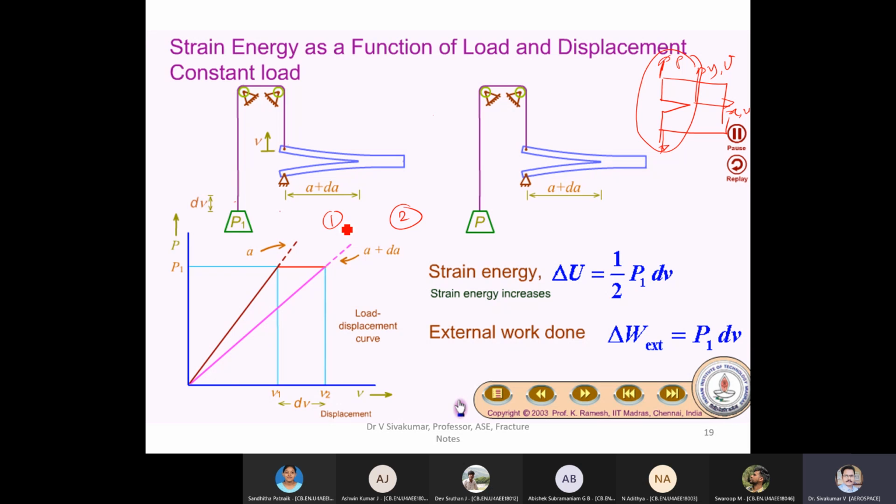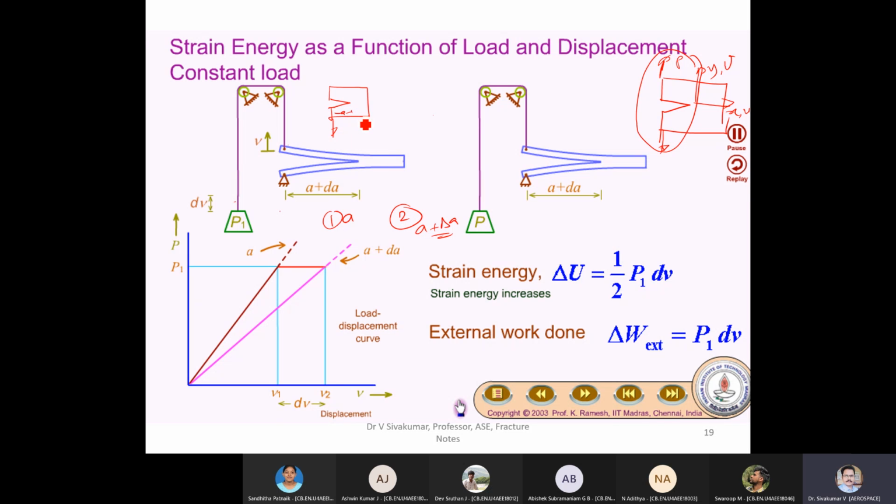In experiment 1, I use crack length A. In experiment 2, I use crack length A plus delta A. That's the only difference. Two specimens, so two testing procedures. This is one.